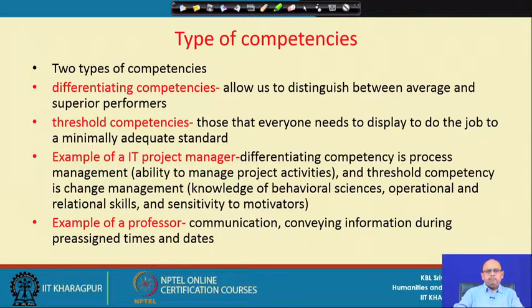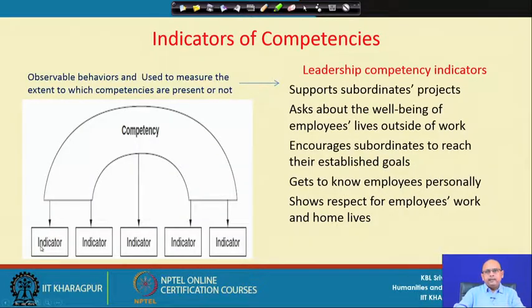For example, in the case of a professor, effective communication, despite his knowledge and skill base, and conveying information within a given time frame, probably one is related to differentiating competency and the other to threshold competencies. So, there are two different kinds of competencies that we are talking about.